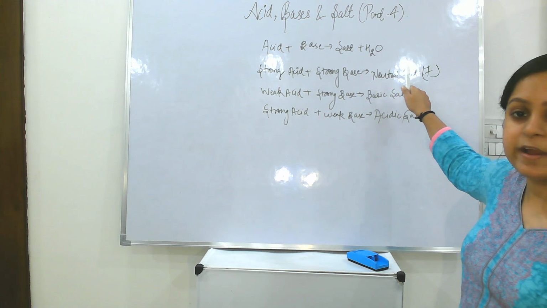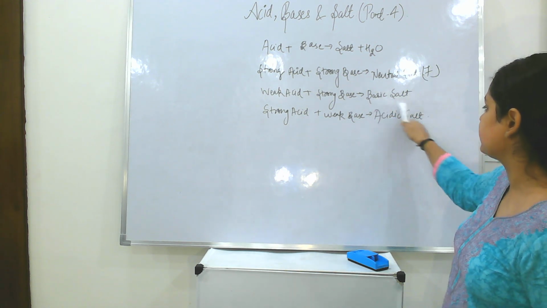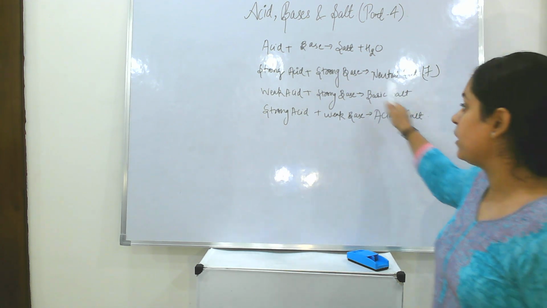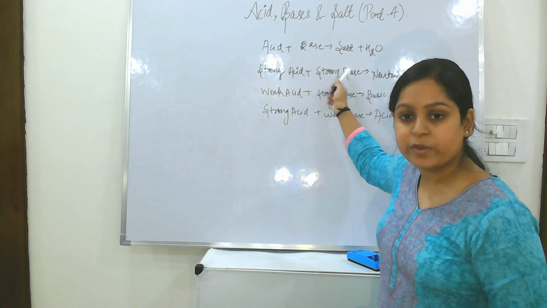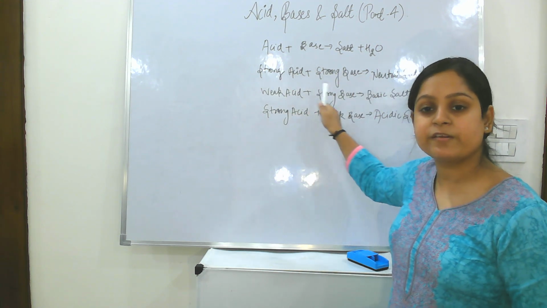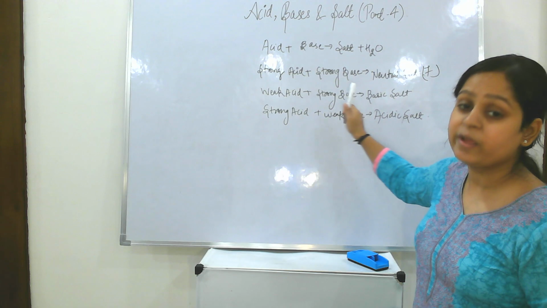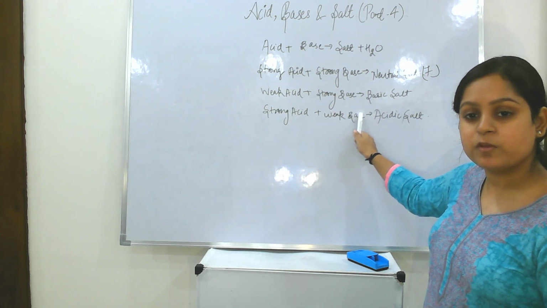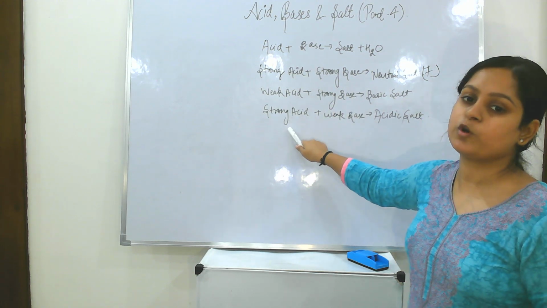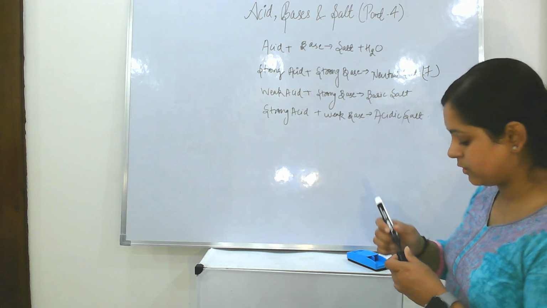These are the three kinds of salt: neutral salt, basic salt and acidic salt. When strong acid reacts with strong base, neutral salt. When weak acid reacts with strong base, basic salt. And when strong acid reacts with weak base, then acidic salt, because acid is strong this time.